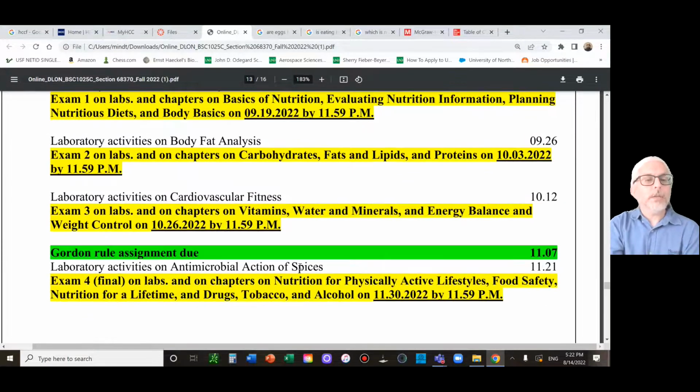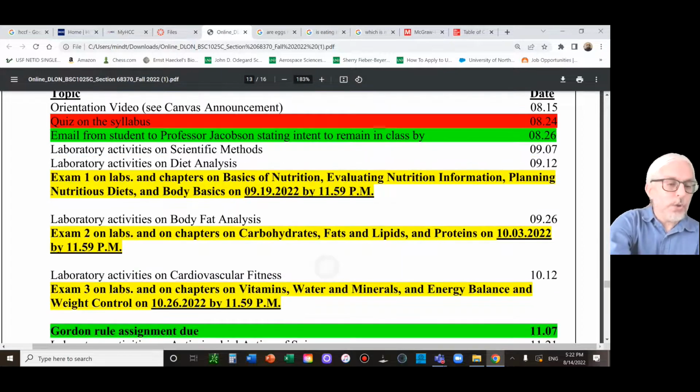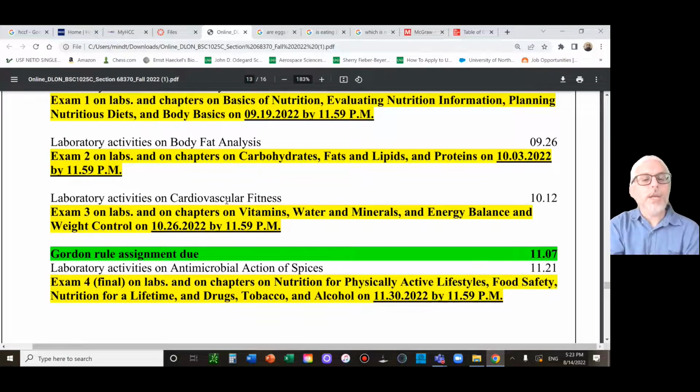Lab unit 4, I should say, lab activities of cardiovascular fitness, and then exam 3. Again, you can do the lab stuff whenever you want, but the date is firm for the exam. It will be on the labs, the activities on cardiovascular fitness, vitamins, water and minerals, and energy balance, weight control, that kind of idea. All will be on the 3rd exam on the 26th of October.